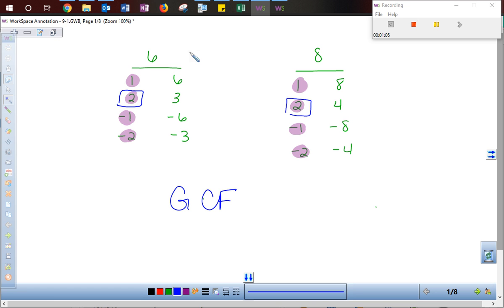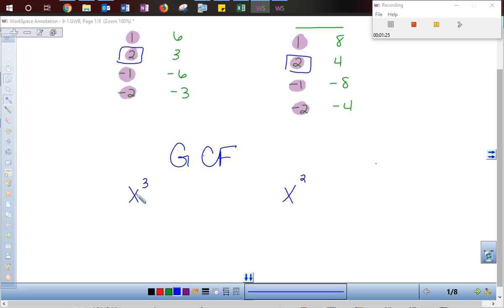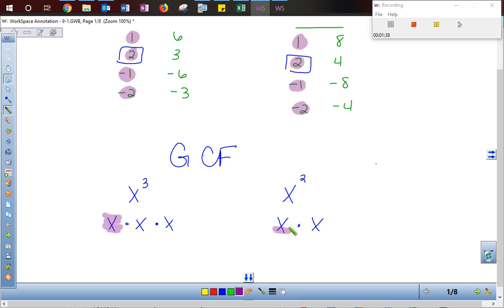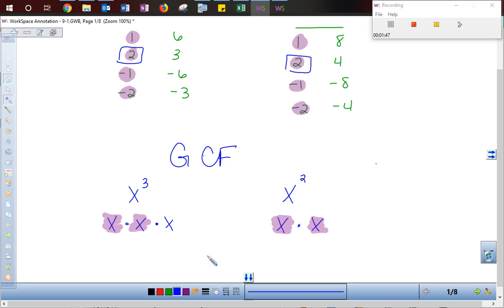Now, what's different is that you can also find the greatest common factor between variables. Let's say if I were to ask for the greatest common factor between x to the third power and x to the second power, we could say, well, x to the third power is really just x times x times x. And x to the second power is x times x. Well, if you'll notice, they have 2 of these x's in common, which means that the greatest common factor between x to the third and x to the second is x squared, because x squared goes into both of those.